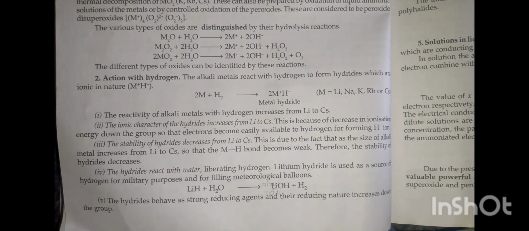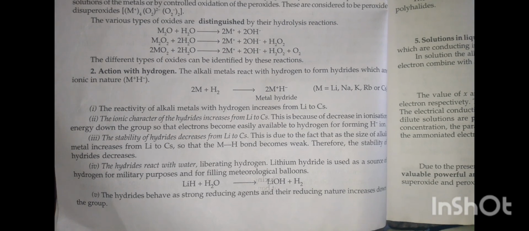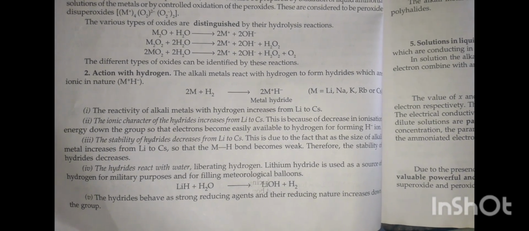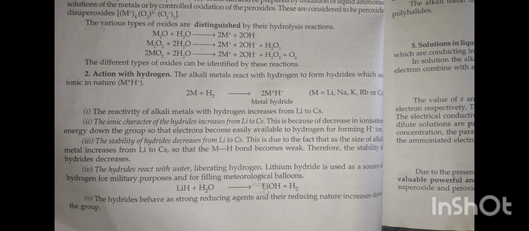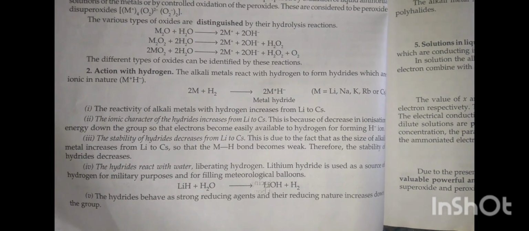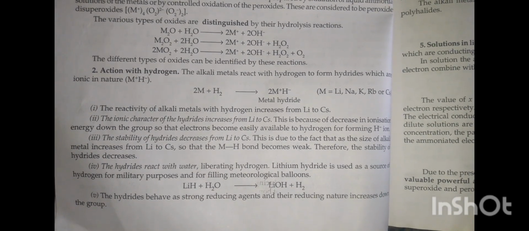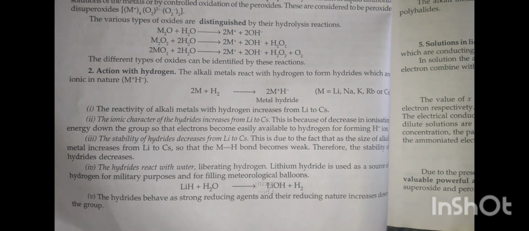Now the second is reaction with hydrogen. The alkali metals react with hydrogen to form hydrides which are ionic in nature. The reactivity of alkali metals with hydrogen increases from lithium to cesium. The ionic character of the hydrides increases from lithium to cesium. This is because of the decrease in ionization energy down the group so that electrons become easily available to hydrogen for forming H- ion. The stability of hydrides decreases from lithium to cesium.